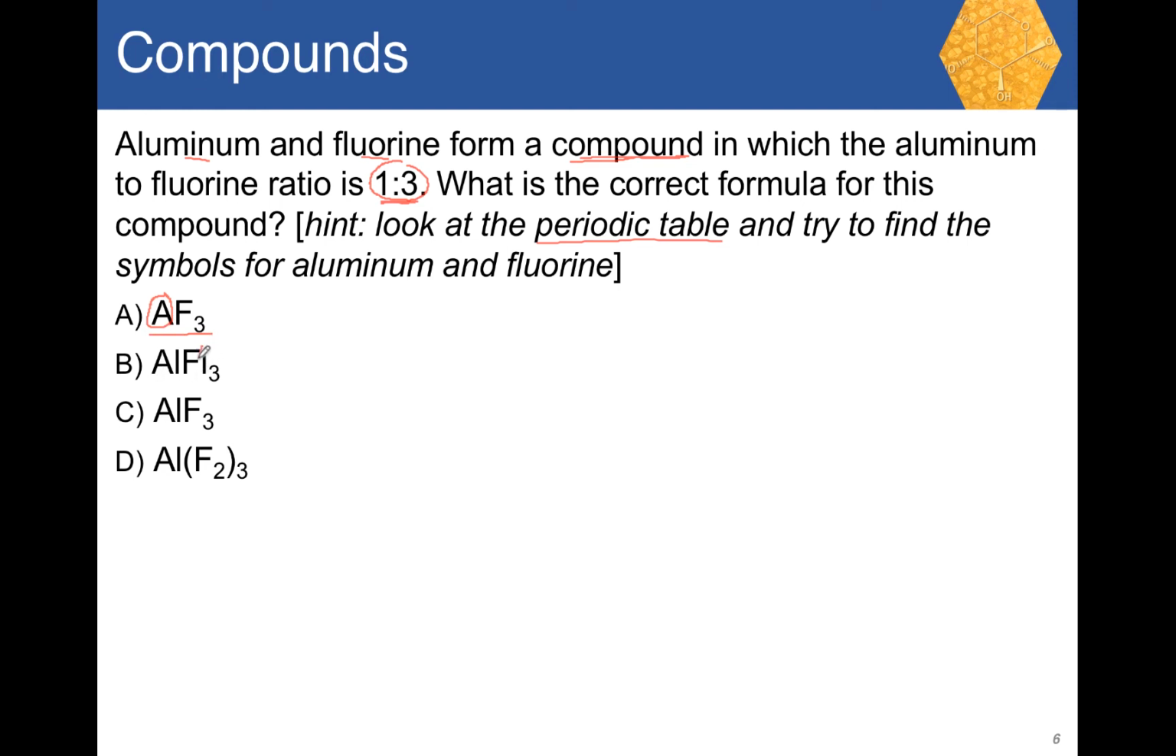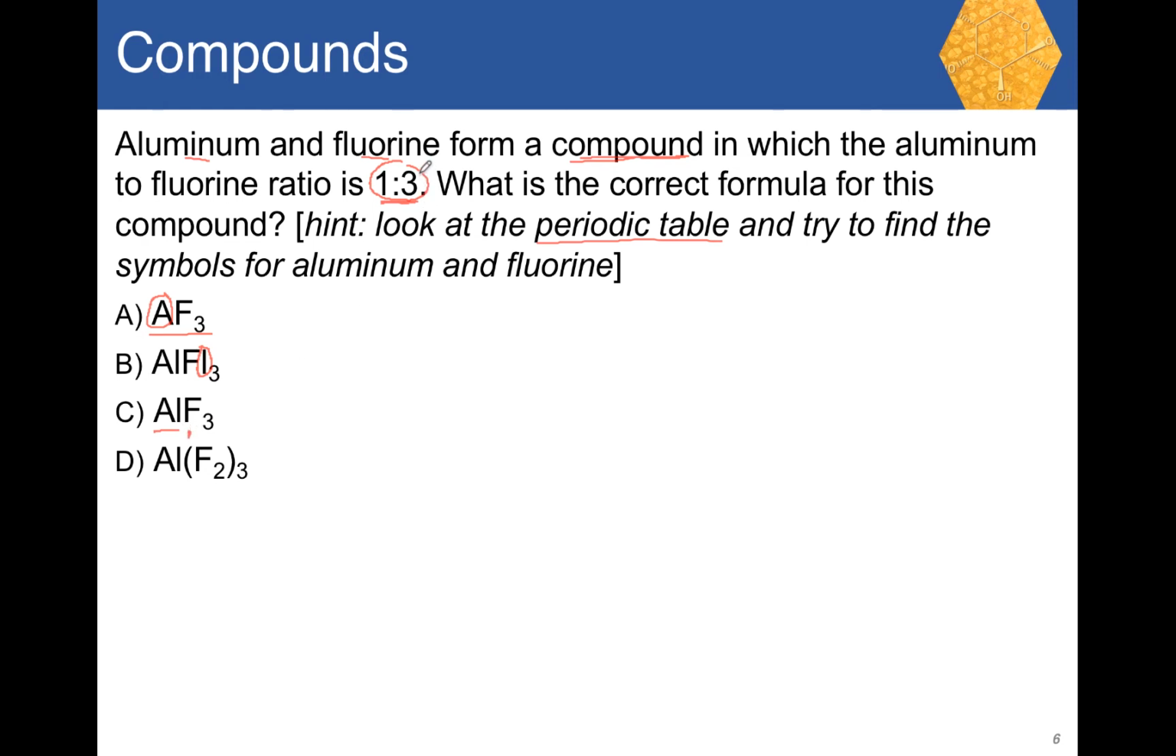AlF3, we have a problem here because Fl is not the symbol for fluorine. So look out for this carefully because we want to make sure that you understand the concepts and that you can apply the concepts. Let's look at this one. Al is the symbol for aluminum. F is the symbol for fluorine.